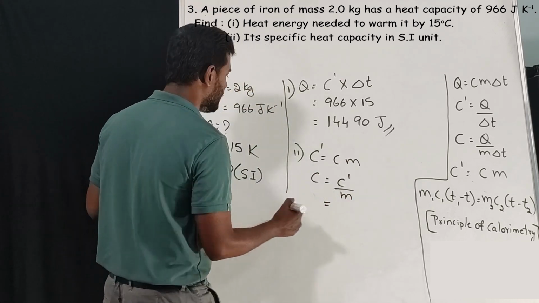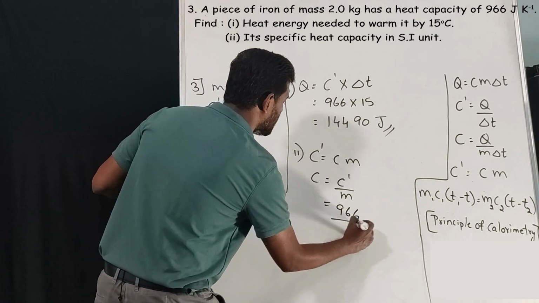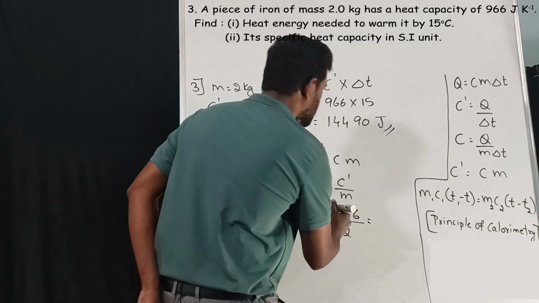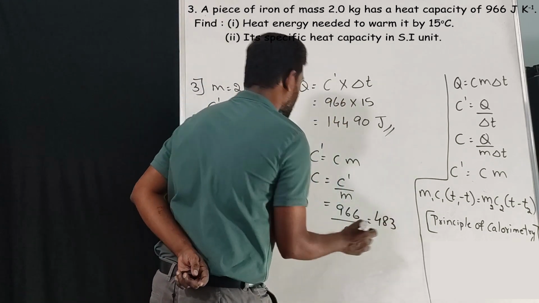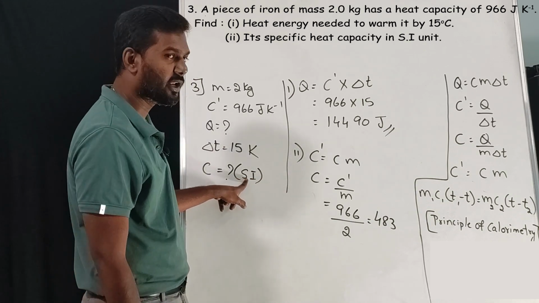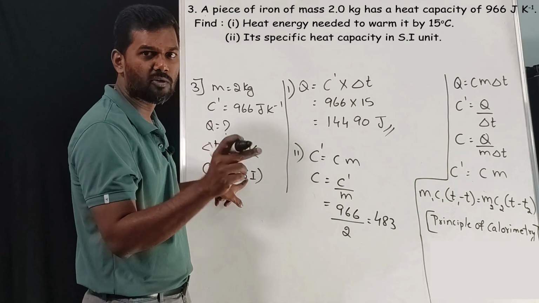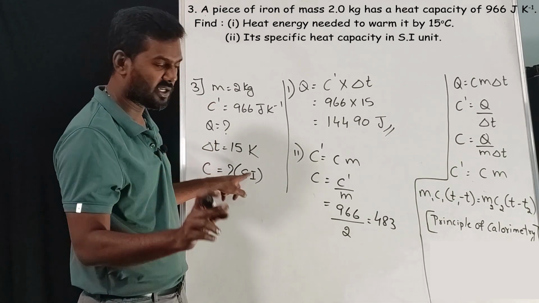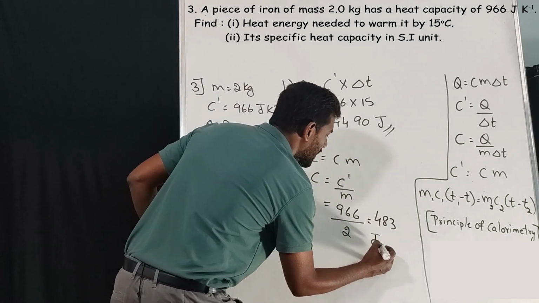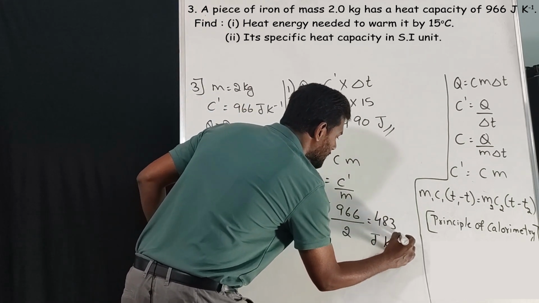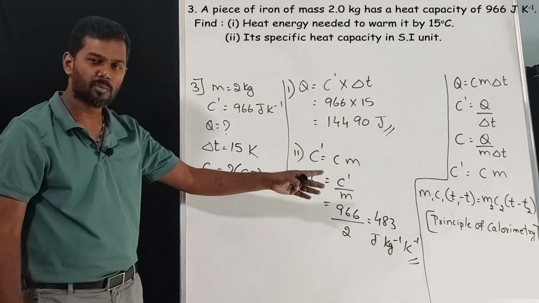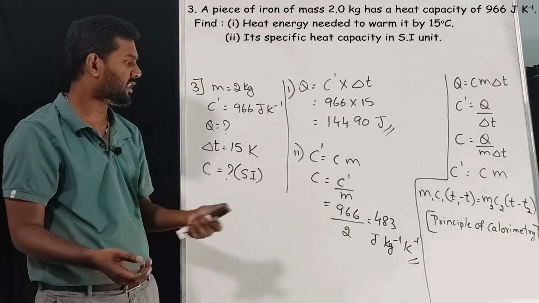We want C. C is equal to C dash by M. What is C dash? That is given, 966 divided by 2. Anything you divide by 2 becomes half of it. So the answer will be 483. And what we are finding? Specific heat capacity, and they want it in SI unit. If you want SI unit, what is the unit of mass? That is kg. So the unit should be in terms of kg, that is nothing but joules per kg per Kelvin. That's it. If you write the answer in the proper unit, what they are asking, then you will get full marks.